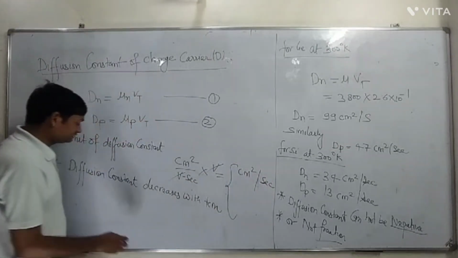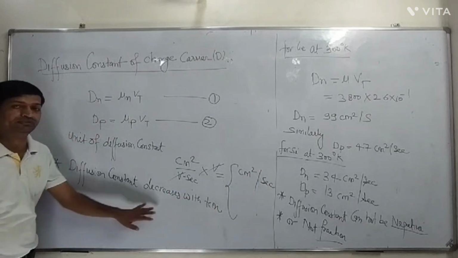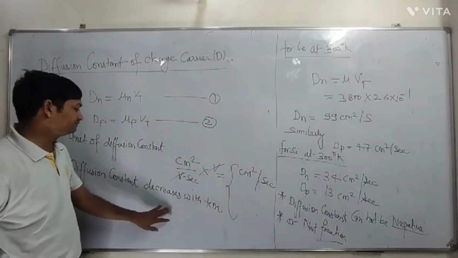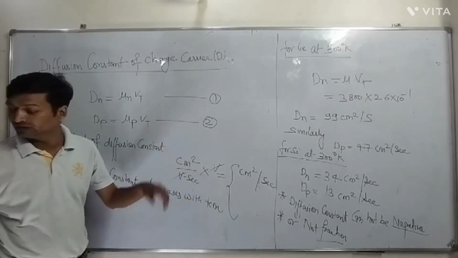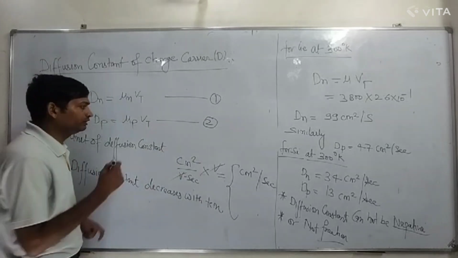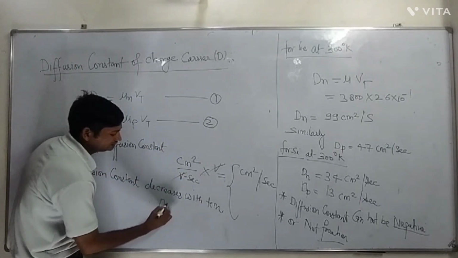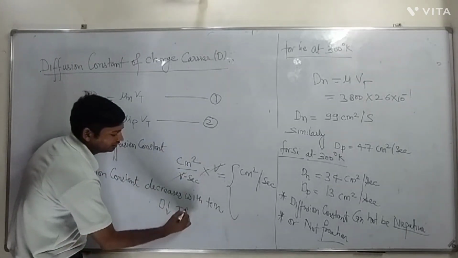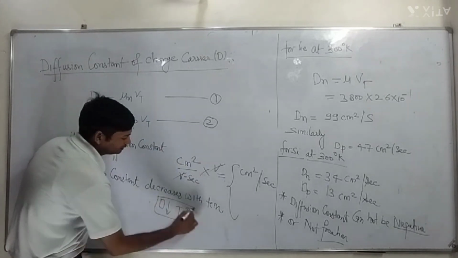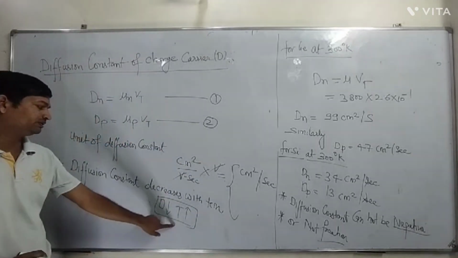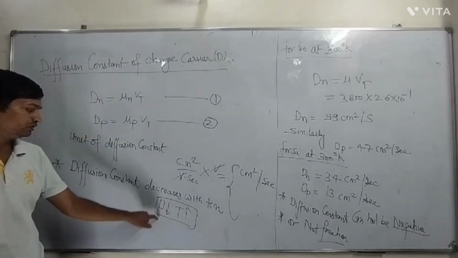Next, the diffusion constant changes with temperature. That is the expression for the temperature. Suppose you want to increase the temperature, then the diffusion constant decreases.